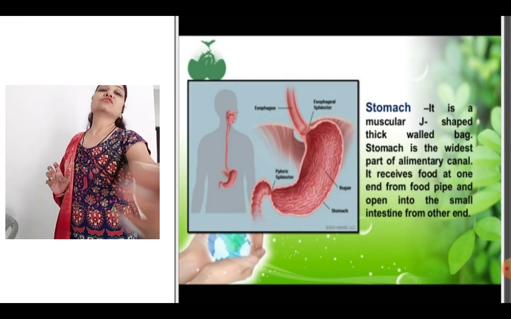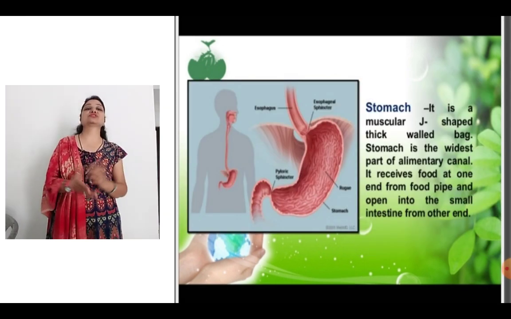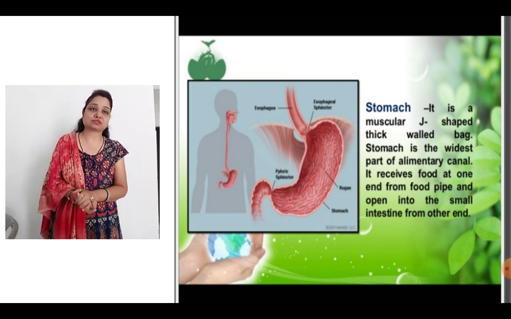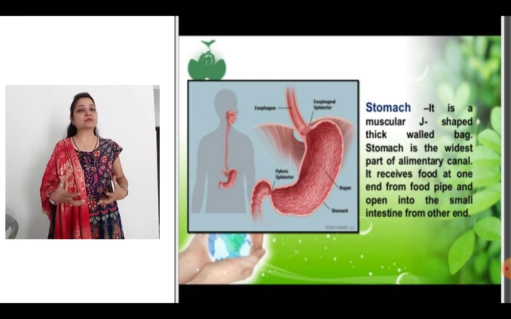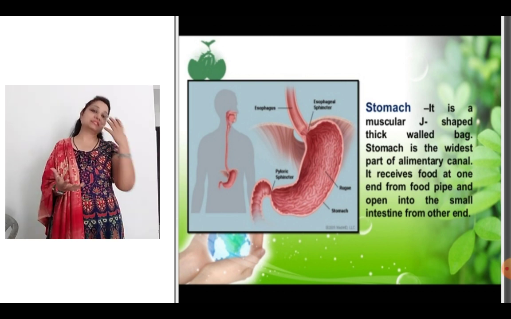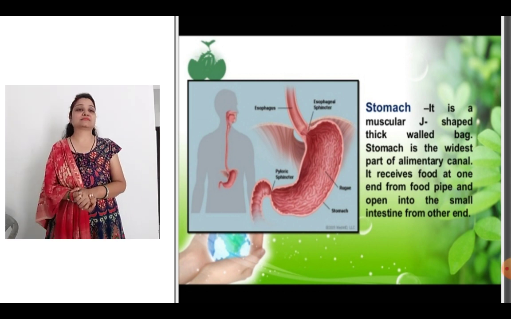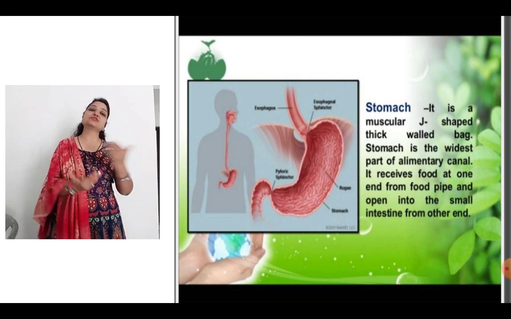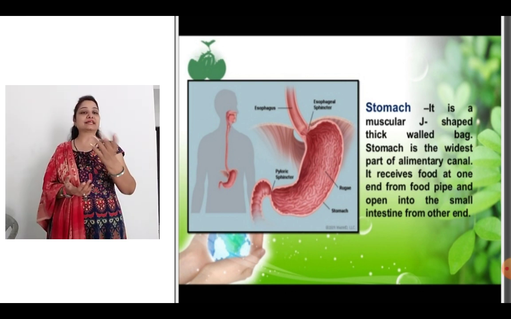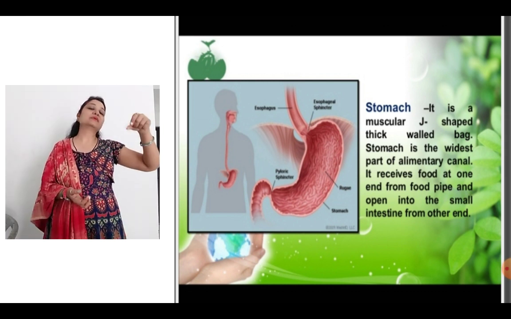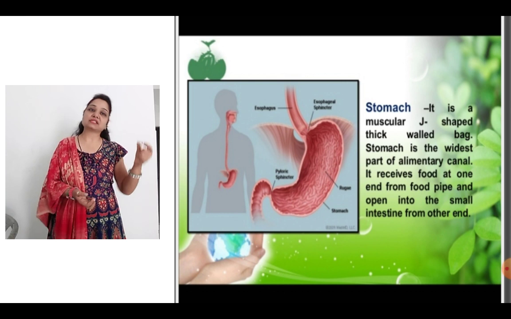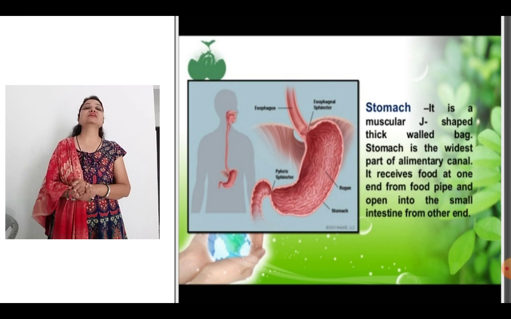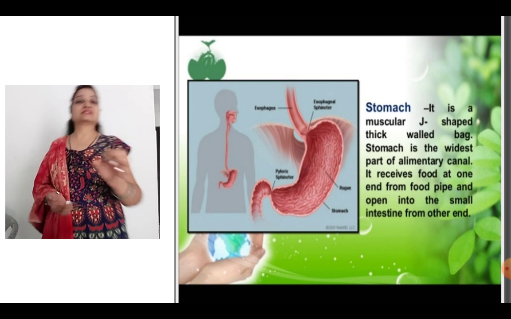That's it. Now the next part where the food comes is the stomach, a muscular, J-shaped, bag-like structure. See the picture also. The stomach is the widest part of the alimentary canal. Alimentary canal means the complete organs of digestion. It receives the food at one end from the food pipe and opens into the small intestine from the other end. As you can see in the picture, the top end receives the food from the esophagus, and the bottom end connects to the small intestine. That is the stomach.